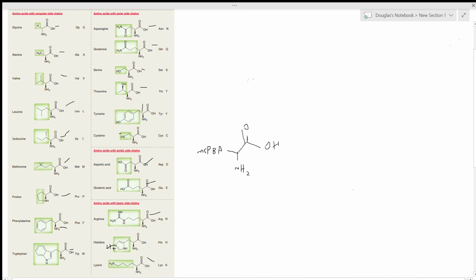So this will be considered polar because it has an OH group. I know OHs will usually have a negative charge, so it's going to be polar. That's how you identify it.